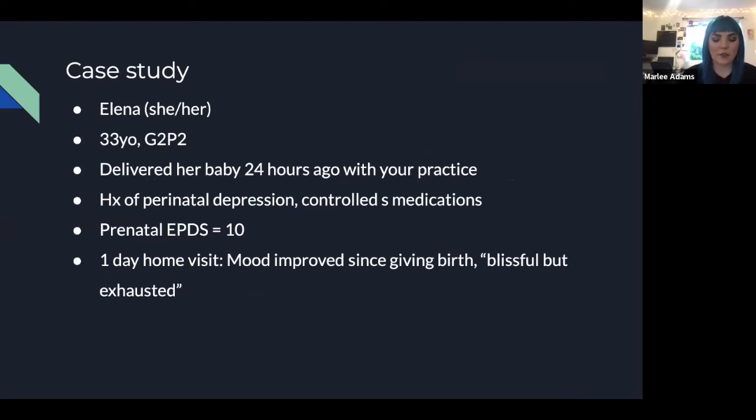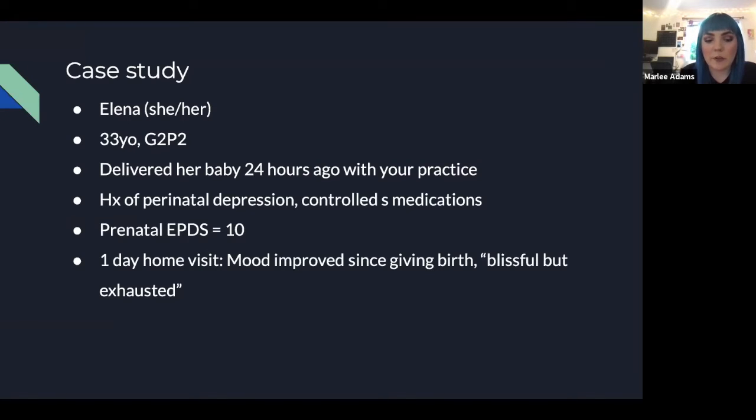Okay, so let's go through the case study, and I'll be reading off some paper here. So this client is named Elena. She uses she and her pronouns, 33-year-old G2P2. And she just had their second child with their practice 24 hours ago. So she does have a significant history of depression in her last pregnancy and postpartum, and was able to control it without medication per her preference.